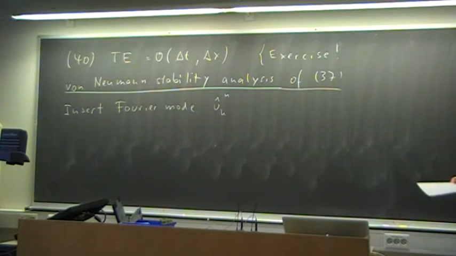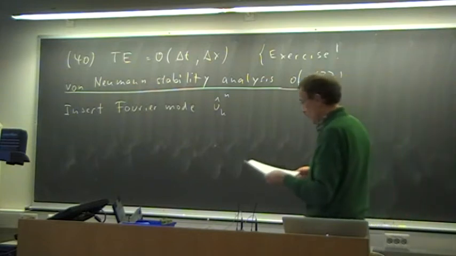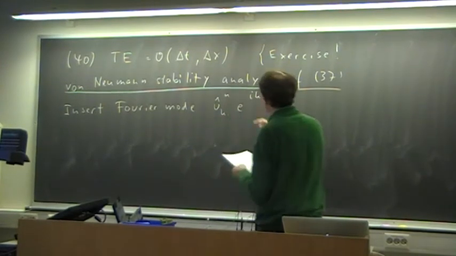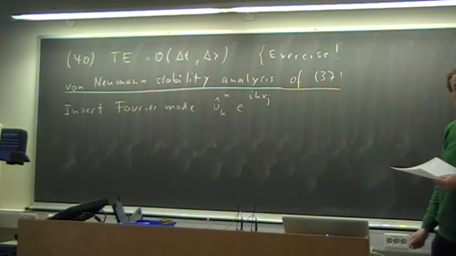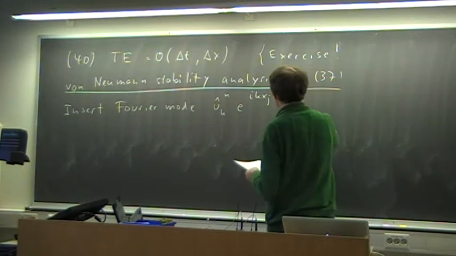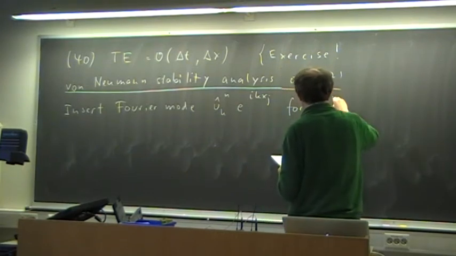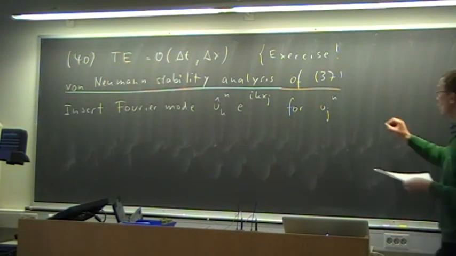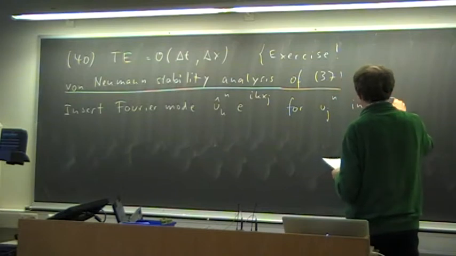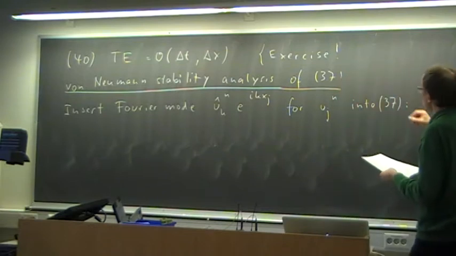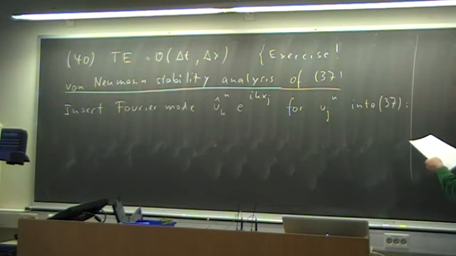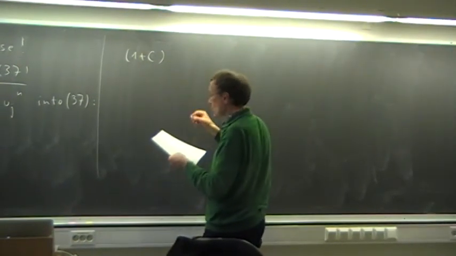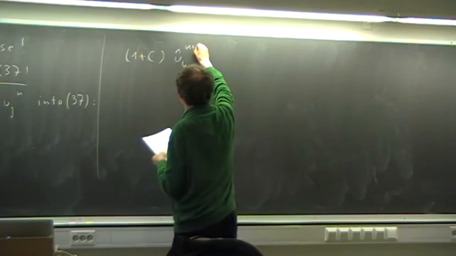wave with wave number k at time level n. e to the I k x j. So k is our wave number, j is our grid point. We insert that for u j n, our unknown at grid point x j time level t n, into the equation 37. And then we get the following. The equation was 1 plus c times u j n plus 1. So we do that.